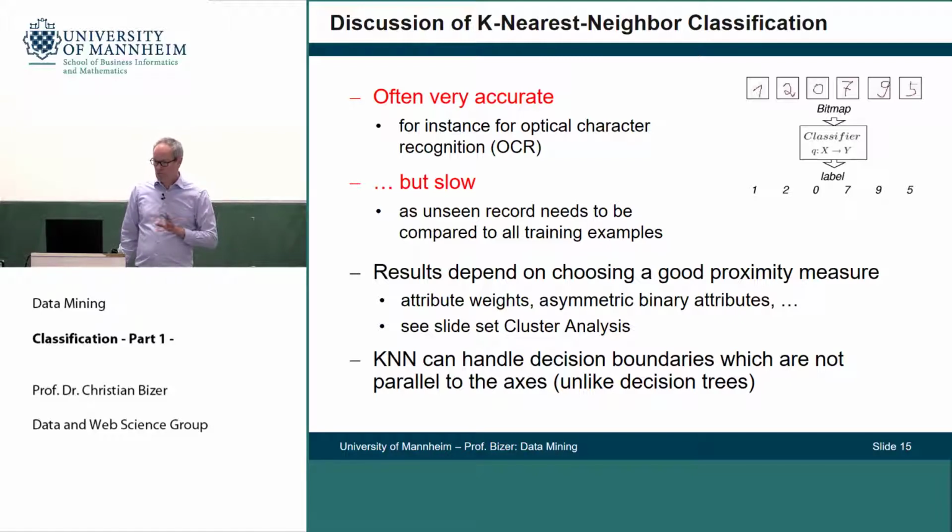So rather use KNN with restricted sets of training examples. Also, the results, of course, strongly depend on choosing a good proximity measure. All the things that we have said in the last lecture about proximity measures apply. And last point, KNN can handle decision boundaries that are not parallel to the axis.